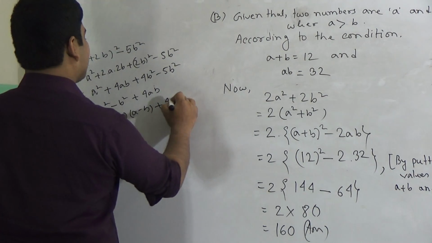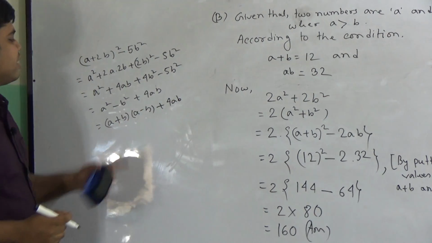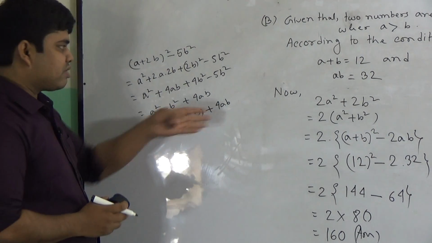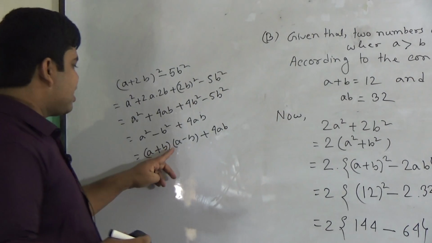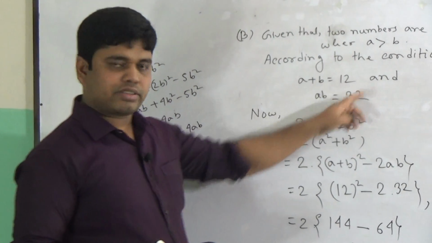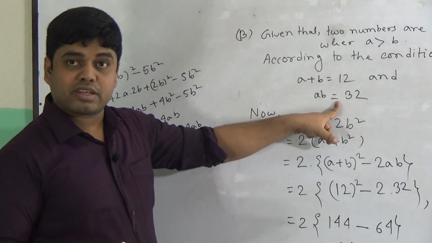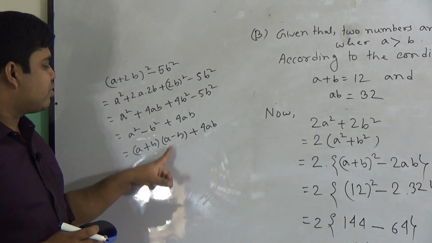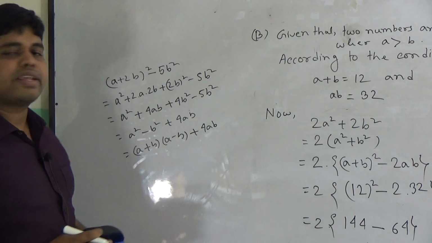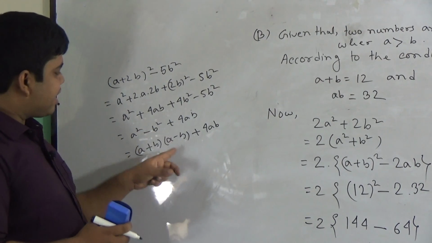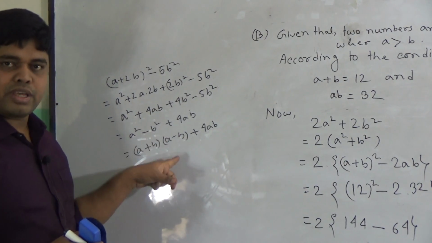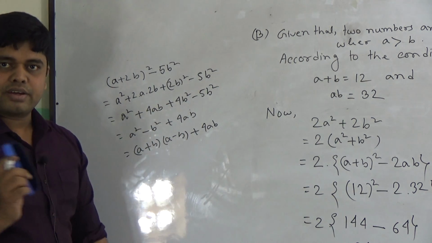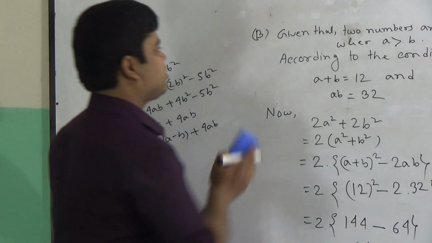Now why do I do this? In order to know which value is needed to solve this problem. Here you notice a + b's value is given, ab's value is given, but a − b's value is not given. So we need to find out the value of a − b first. After finding out the value of a − b, then we shall solve the left hand side of question number C. Do you understand? I hope you have understood.